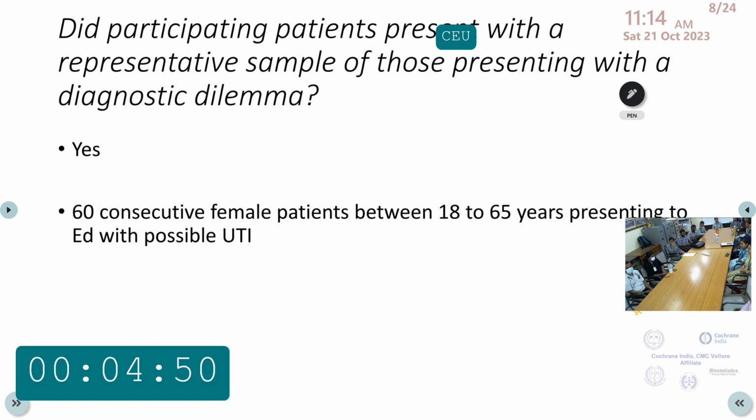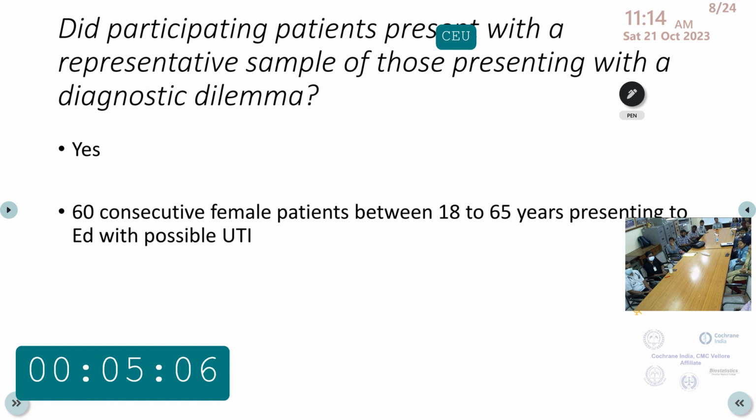So a test is appropriate to be done only when there is a diagnostic dilemma and we are unsure of whether this diagnosis could exist in this patient or not. This question deals with whether the patients who were included in the study were representative of this population.